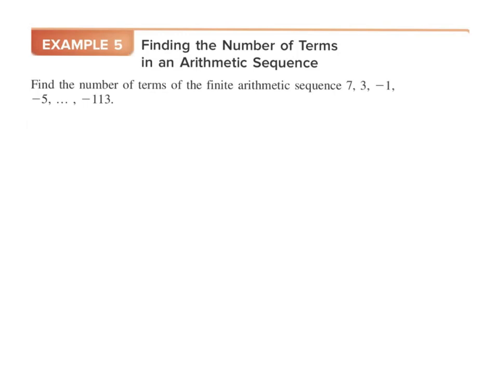So in this problem, we notice it goes down by 4, so the common difference is negative 4. We know the first term, we know the last term, so then I can actually just solve for n. I use my normal formula. I can plug in everything that I have. The last term is negative 113. What we don't know is what number term it is, but we know it's the last term. So we're going to have to solve for n.